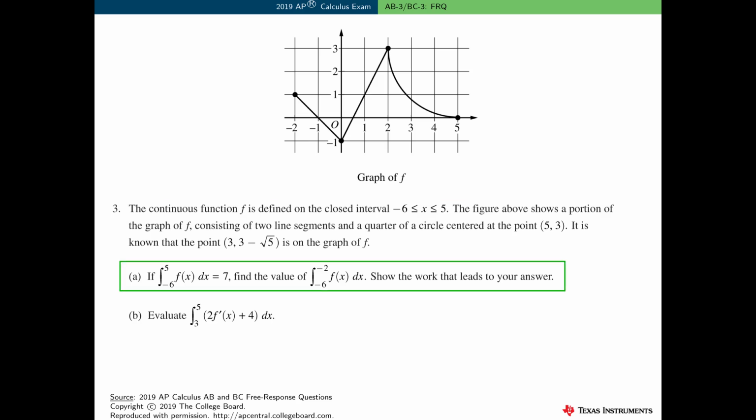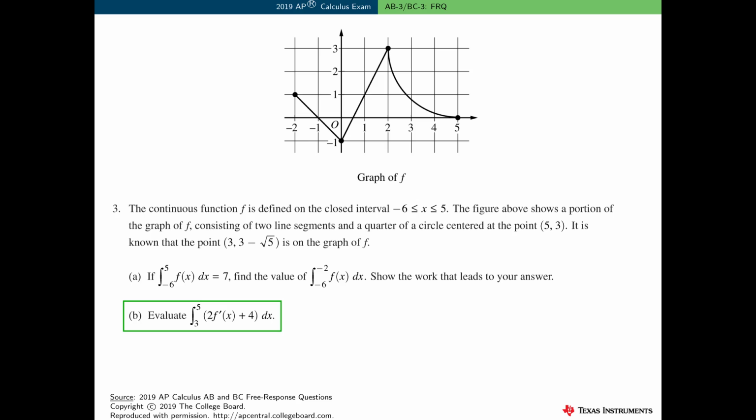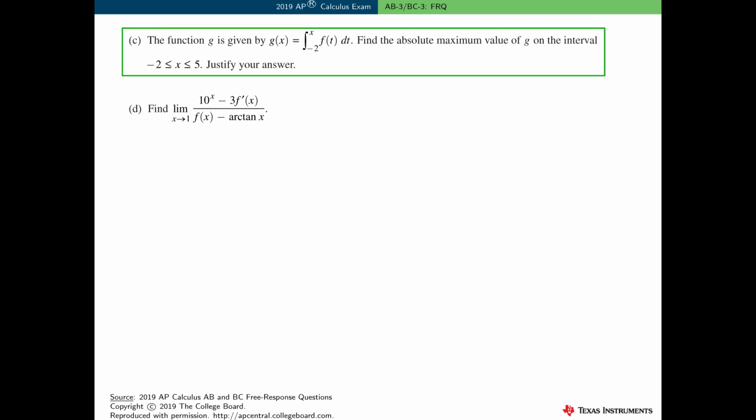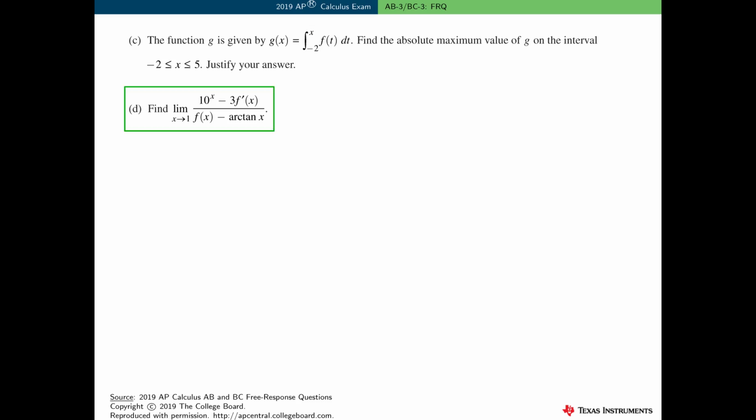In Part A, we're given the value of a definite integral and asked to find the value of a related definite integral. Note that the student is reminded to show the work that leads to the answer. In Part B, we're asked to evaluate a definite integral involving the derivative of the function f. In Part C, we're given a new function g, defined in terms of a definite integral, and we need to find the absolute maximum value of this function over the interval -2 to 5. And in Part D, we need to evaluate a limit.